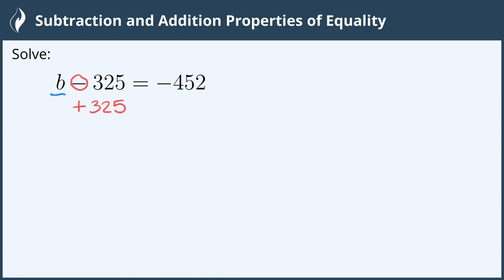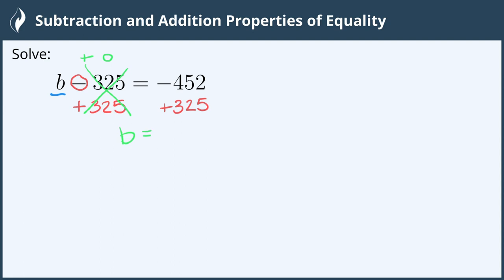But we can't just do it on one side of the equal sign. We have to do it on both sides to keep the equal sign balanced. So we will add 325 to the right side as well. Minus 325 plus 325 cancels out and becomes 0. So then we have b plus 0, which is just b. And so some people will just say that it cancels instead of b plus 0, just to save ourselves a step. So this is b equals.